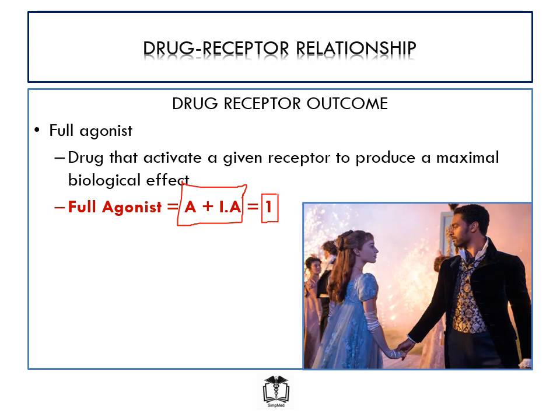Think about a relationship, as we could see on the screen, of Daphne and Simon in the popular series. In this particular relationship, both of them have affinity for one another, and both of them have intrinsic activity for each other. And the type of love or affection that we see is an affection that is maximal.